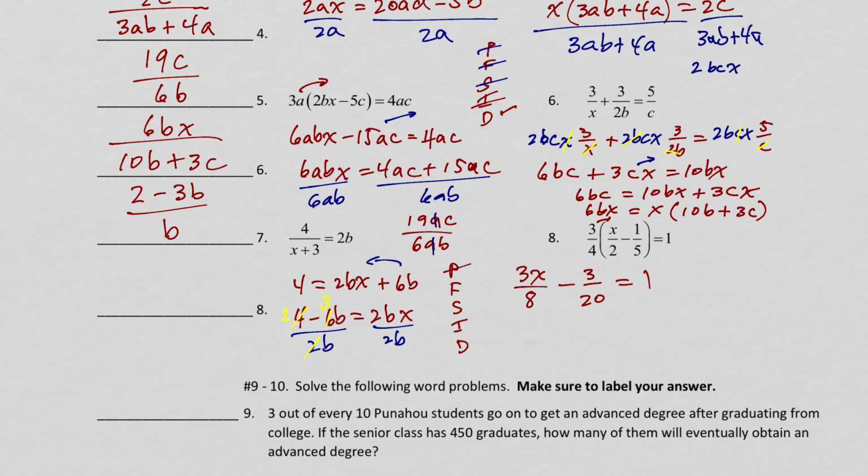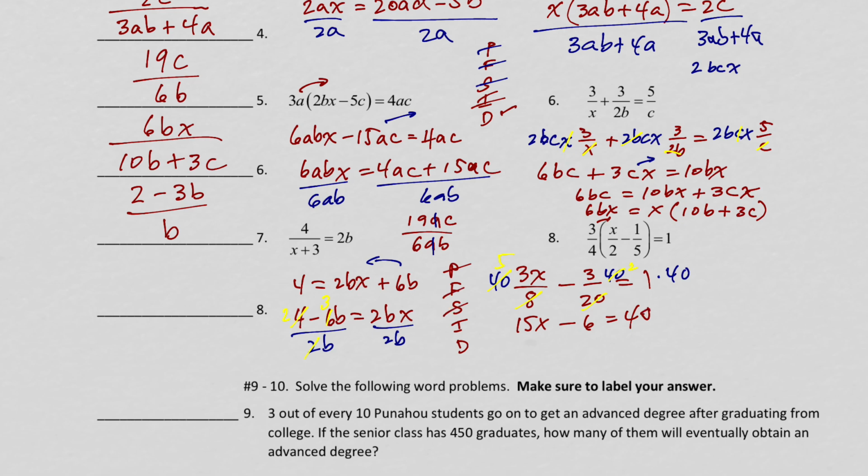Now I'm going to get rid of the fractions by multiplying by the LCD, which is, I guess, 40. They can both go into 40. So if I multiply 40 here, and 40 here, I cancel. 8 goes into 40 5 times. I multiply there and get 15x. 20 goes into 40 2 times. I multiply 3 times 2 is 6. 40 times 1 is 40. So I got rid of the fractions.